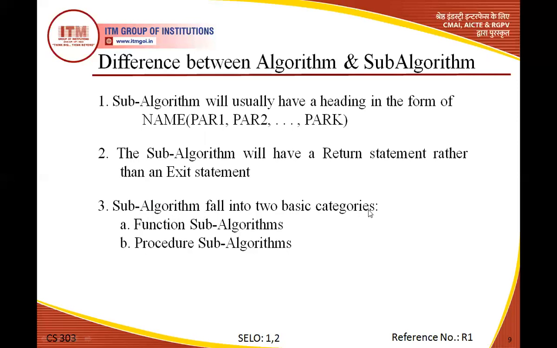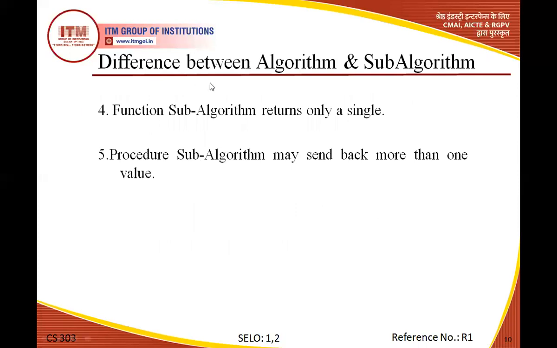Sub algorithms fall into two categories: functions and procedures. Both are different things. Let me elaborate on what a function and a procedure are. A function returns only a single value. The name difference is nothing, but whenever you return a single value, this is called a function. Whenever you return multiple values, more than one value, this is called a procedure. So there is not too much difference, just the return statement. Return one value, it is a function; many values, it is a procedure.